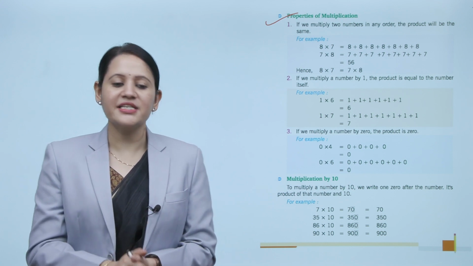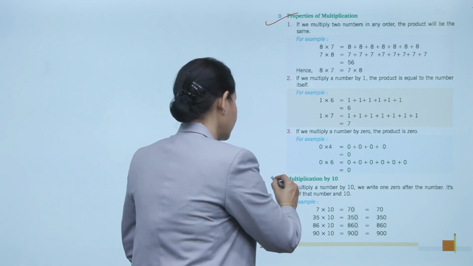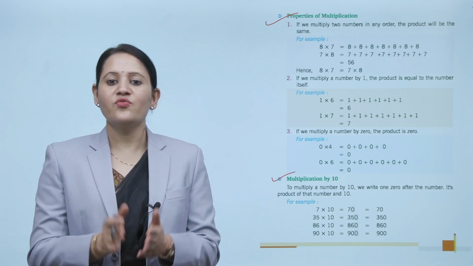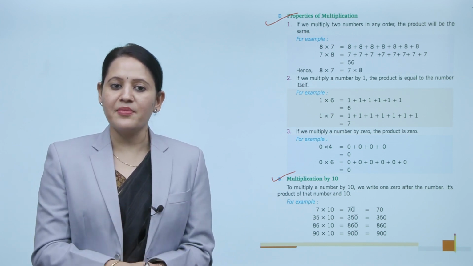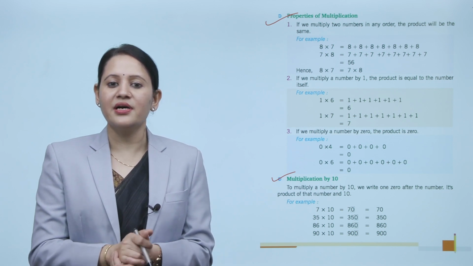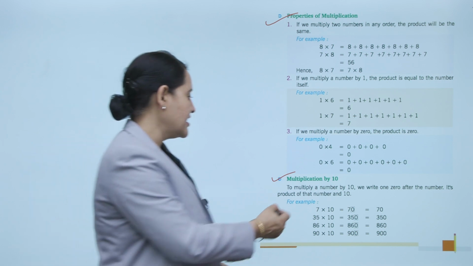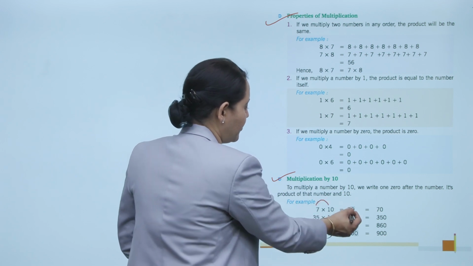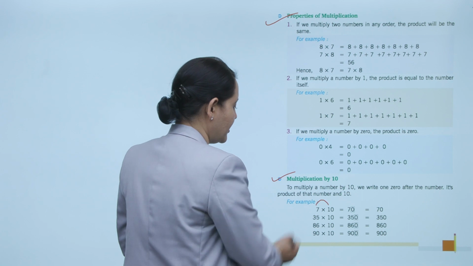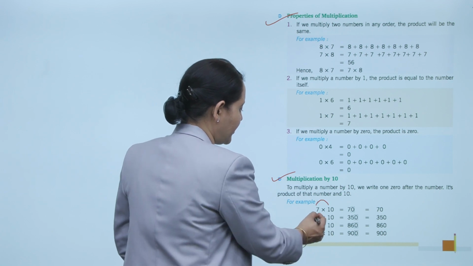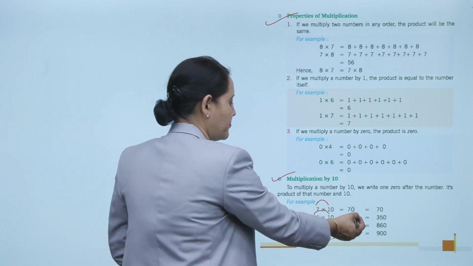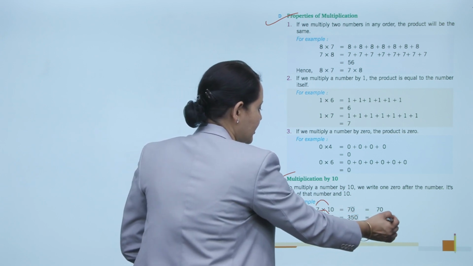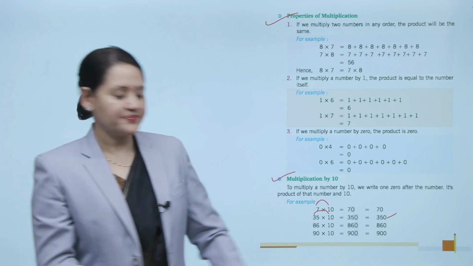Next, multiplication by 10. To multiply a number by 10, we write 1 0 after the number, that is the product of that number and 10. Like 7 into 10. So what we'll do? 7 into 1, that is 7, and put 1 0 after that. 35 into 10, so 35 into 1 is 35, and put 1 0 to the right of that number. So the product is 350.